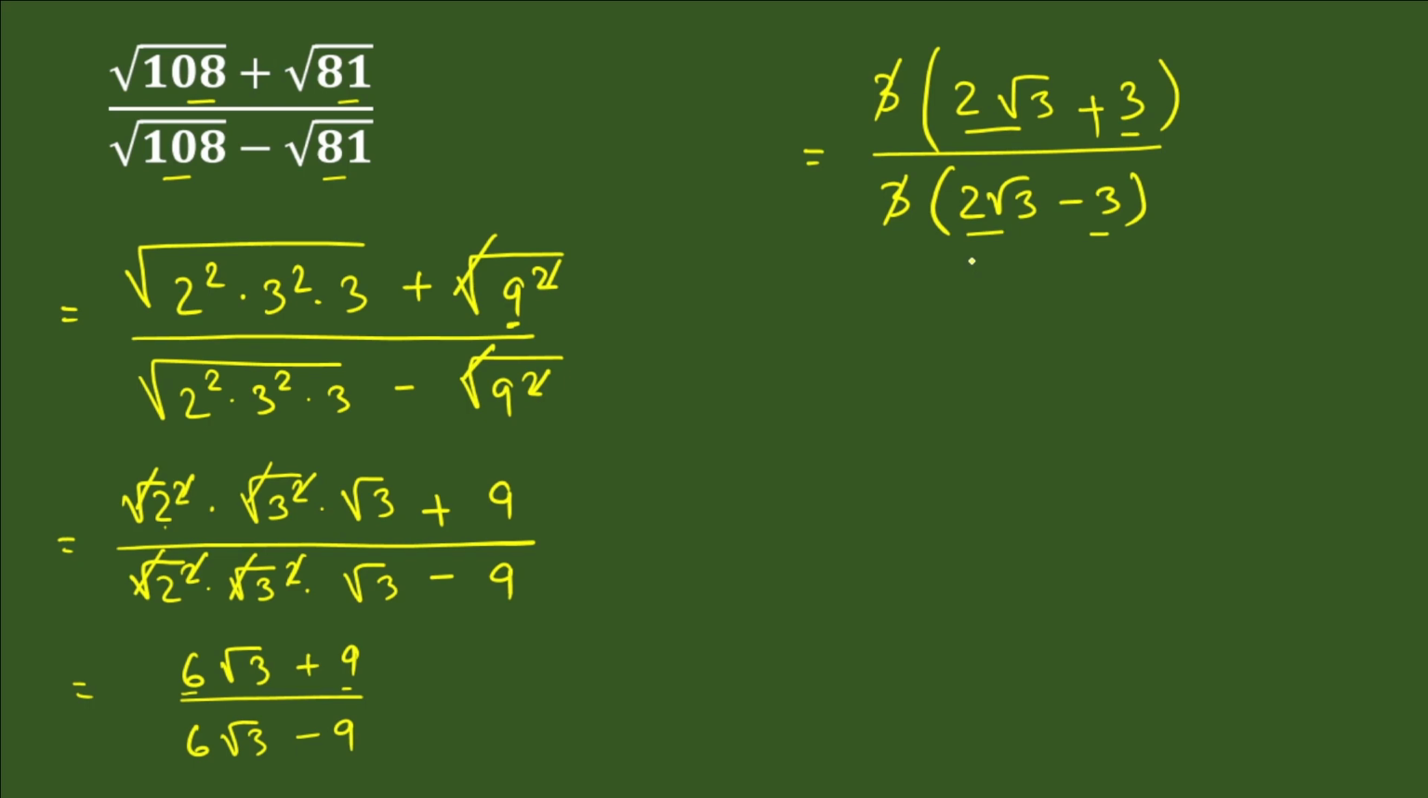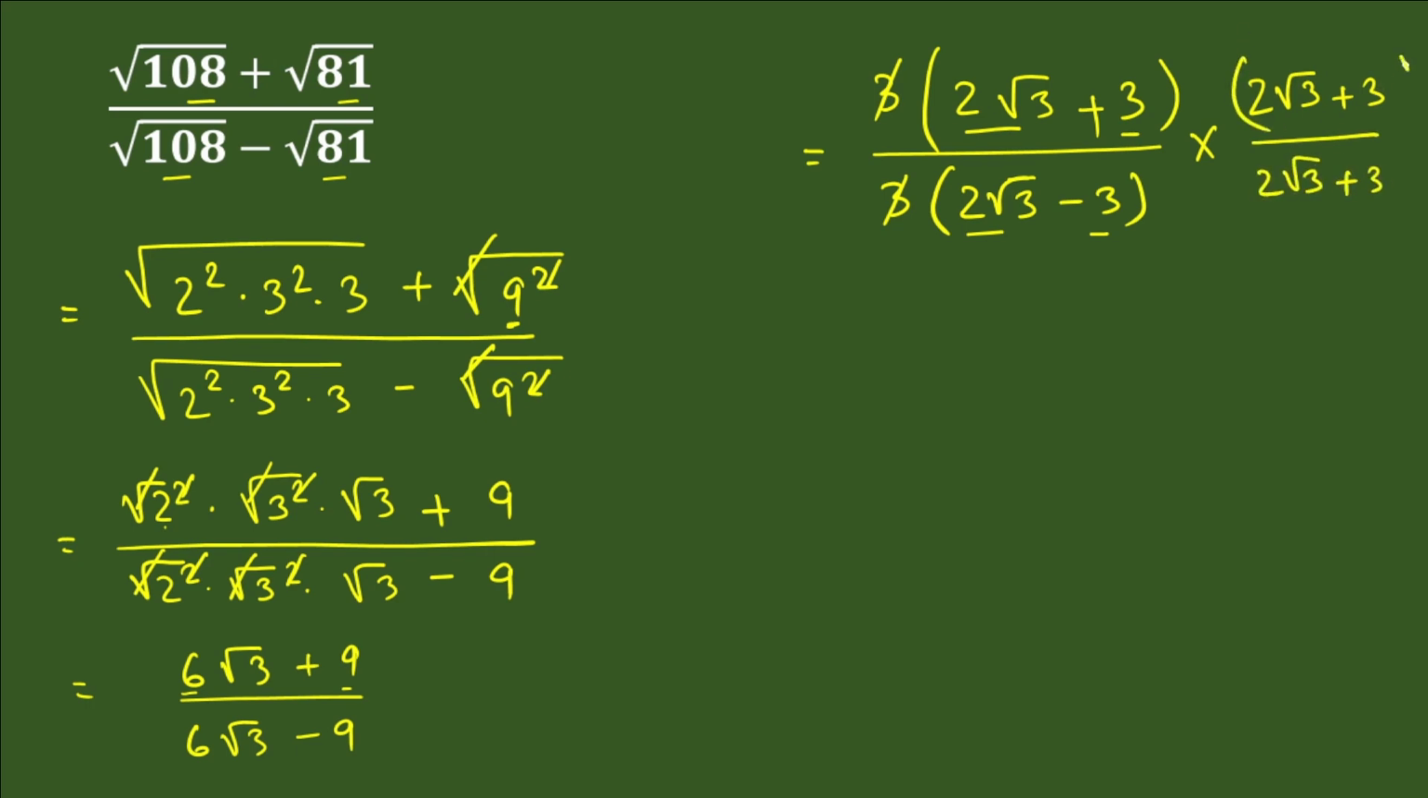Now in the next step, we'll eliminate the square root from the denominator. For that, we'll rationalize it. For rationalizing, we'll multiply with the conjugate value. So here it is negative, so we'll multiply by the positive value. Now look here, we'll multiply by 2 square root 3 plus 3. We'll divide by the same value, 2 square root 3 plus 3, right?